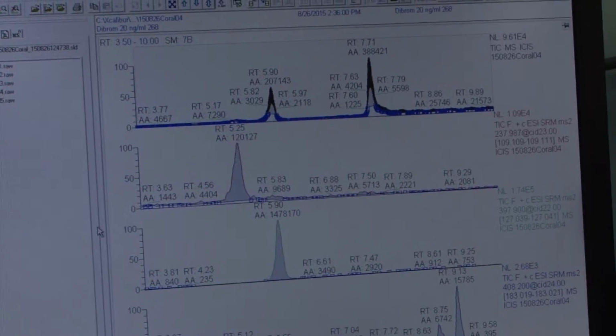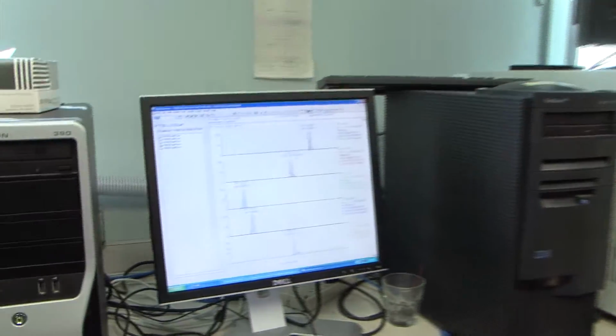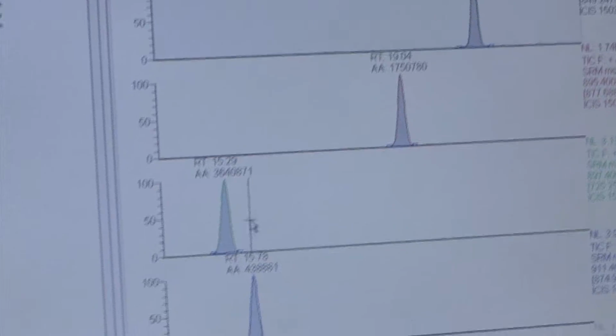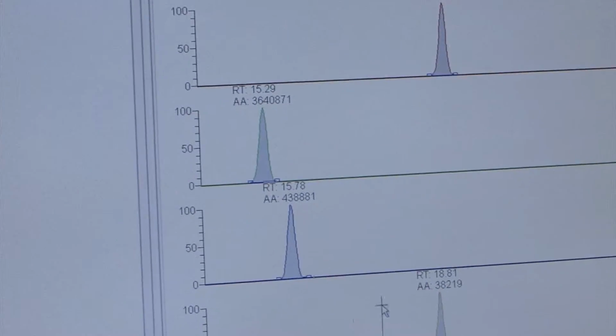So this is a typical chromatogram. This is a mass spec chromatogram where this axis is time and the axis going up is detected response. Each of these peaks represents a different toxin that is present in the red tide organism.